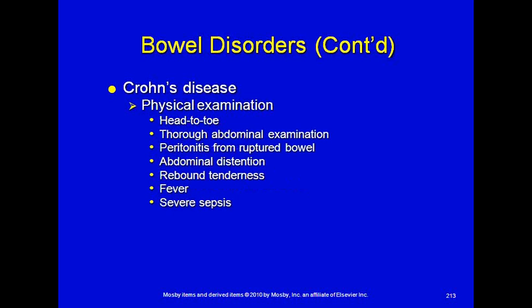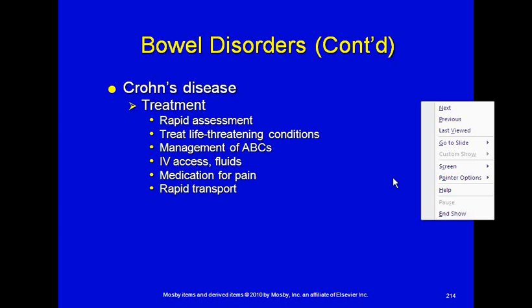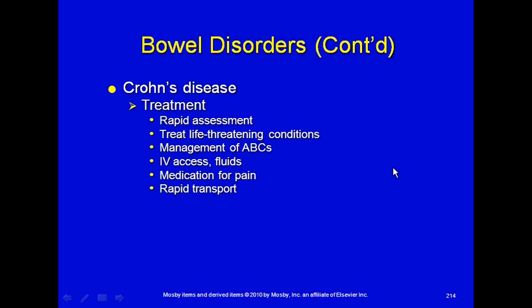If they have a peritonitis, in other words, a rigid, distended abdomen, board-like, lots of pain, they may have ruptured their bowel. They may have abdominal distension, rebound tenderness, fever, and certainly if there's been any sort of rupture, they can develop severe sepsis. So Crohn's disease could be life-threatening. Do a rapid assessment, treat life-threatening conditions, manage their ABCs, gain IV access, and again, medications for pain, medications for nausea and vomiting, and rapid transport.